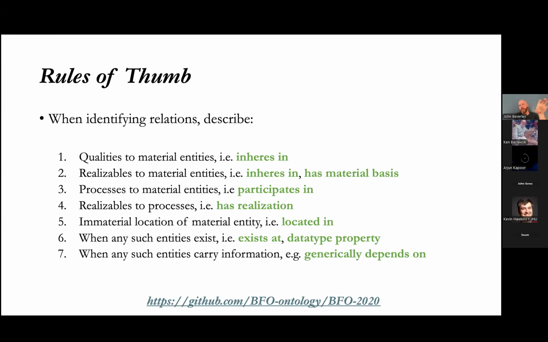And so we have qualities to material entities, realizable things to material things. These are just like, what could this material thing do linked to the material thing itself, the processes that the material things participate in, and then when what the material thing could do actually happens. Like, what's that connection? What's that explanation? As well as location, existence in time, and then what's carrying the information, that aboutness relation between the things and the information.